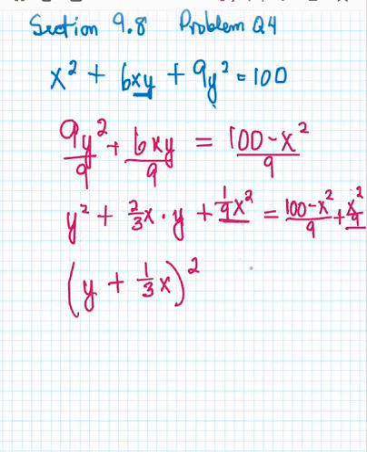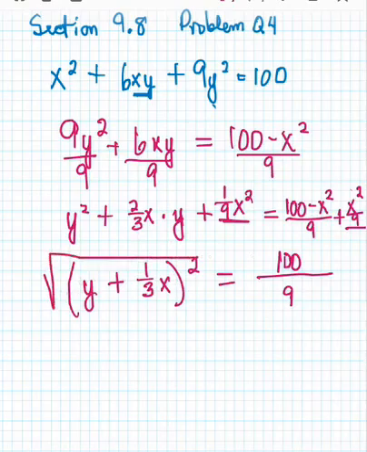This is just completing the square. And this is going to equal, look what happens over here over 9: 100 minus x squared plus x squared. So it's just 100, 100 over 9. Look at that, x squared is gone. Now we're going to take the positive or negative square root of both sides, the square root of 100 over 9, which is a perfect square, by the way.